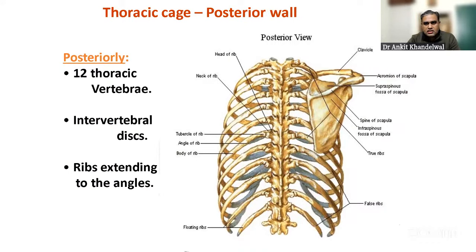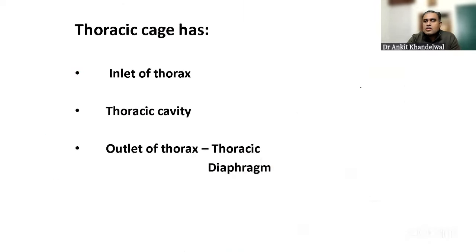Posteriorly, you can see the spines of the vertebrae over here. Again, you have 12 vertebrae, the discs, and the ribs extending to the angles. You can see the scapula over here. Just an idea of how to draw the diagram in theory. Now, we have seen the sternum, the ribs, and a bit of the vertebrae, not in detail, but understood. We have seen the whole vertebral column.